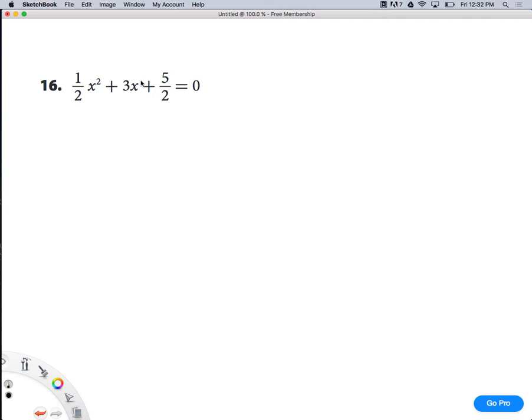Yes. If I multiply by 2, what's going to happen to those fractions? They'll go away. So that's exactly what I'll do. I'll multiply both sides by 2. This becomes 2 times 1/2 is 1, so that's just x squared, plus 2 times 3x is 6x, plus 2 times 5/2 is 5, equals 0 times 2 is 0.